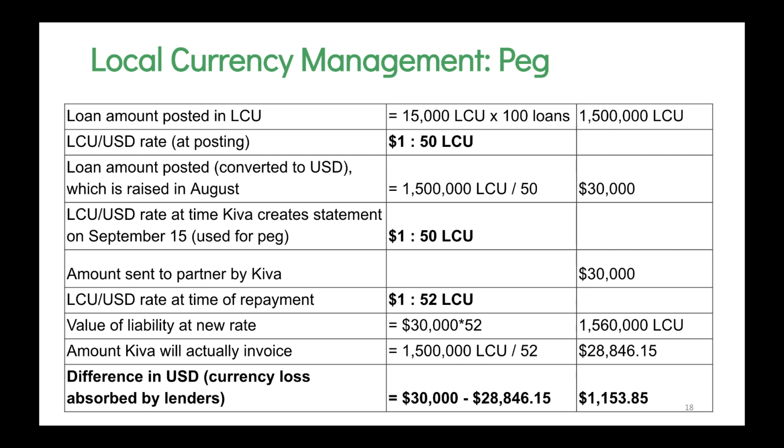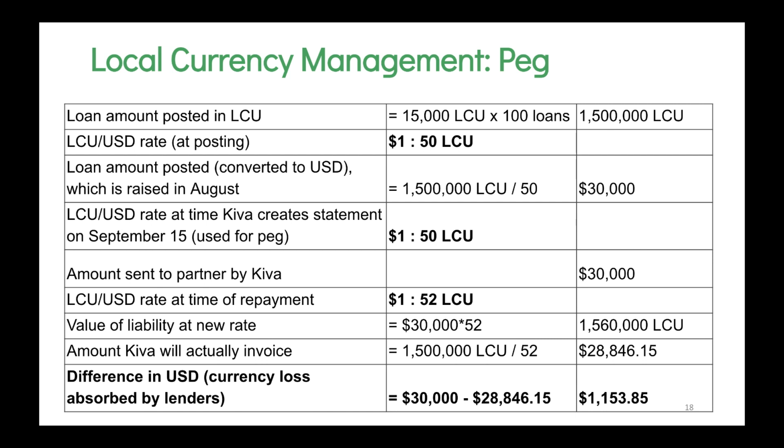The exchange rate used is the mid-market rate provided by www.xe.com. Let's assume that all 100 of these loans had the same loan amount of 15,000 local currency units, and assume that the US dollar to local currency unit rate on September 15th is 1 US dollar to 50 local currency units.